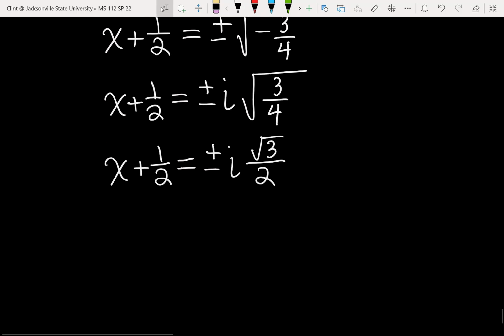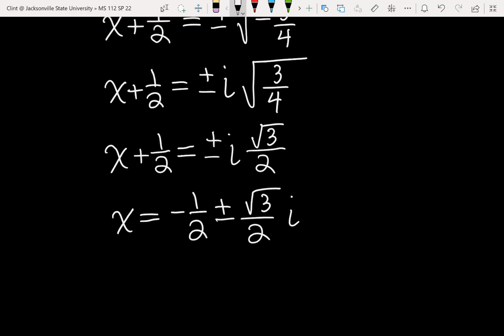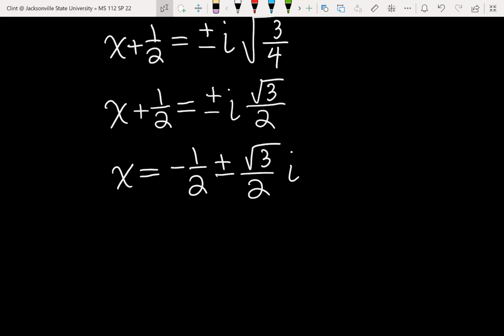Now we just need to move our 1/2 over. So subtract 1/2 from both sides. So minus 1/2 plus minus square root of 3 over 2. Yeah, it was a little messy, but that was because we had a messy answer. If you do quadratic formula, you get a messy answer on that one too. Just pick your poison on those. Would you rather do quadratic formula or would you rather complete the square?